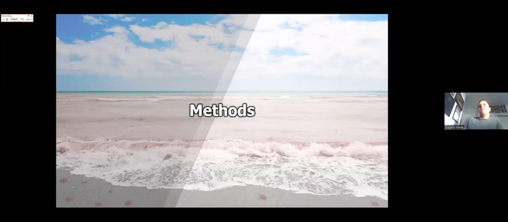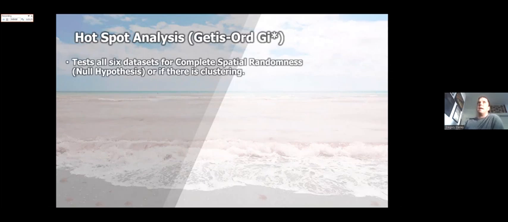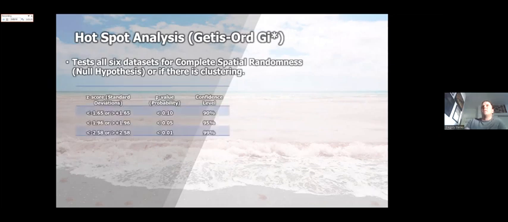So for my methods, I'll go over the two methods that I used for this project in more detail. First would be hotspot analysis. This is used in ArcPro, and this tests all 6 data sets for complete spatial randomness as our null hypothesis, or if there's any type of spatial clustering or patterns taking place. The way you determine that is you can use 3 different confidence levels over here.